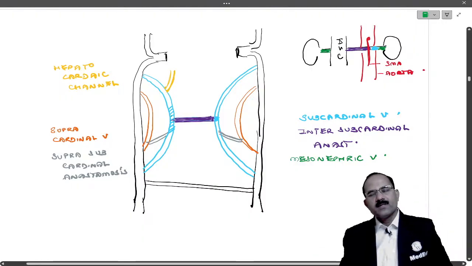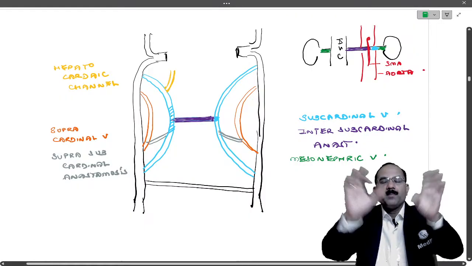It joins the subcardinal vein. बस इतना याद रखो. That is the hepatocardiac channel.